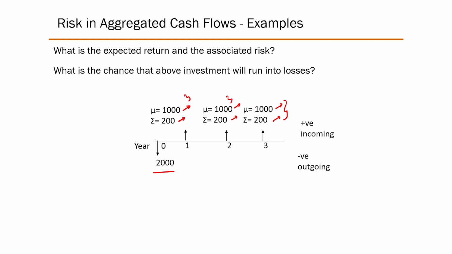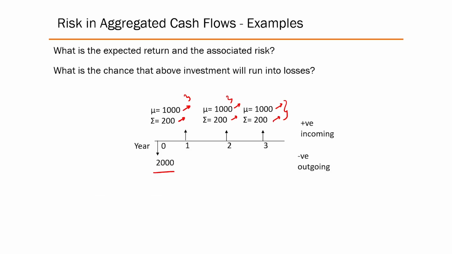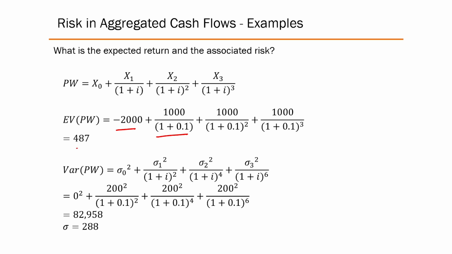So the present worth of this will be 1000 upon 1 plus 1000 is the mu for cash flow in year 1. It's actually the same for all, and this will come out to be your expected value. This formula is okay. Everyone agrees to this?